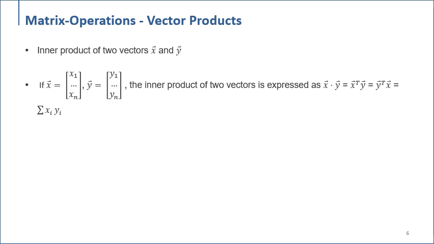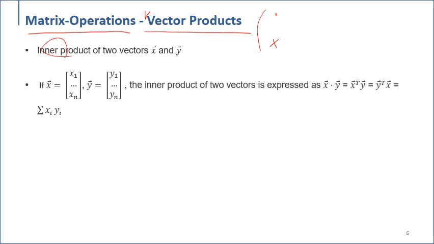From now, let's learn several basic matrix operations. To do that, firstly, let's learn vector products. We know from linear algebra class, we have learned two types of vector products. The first one is called dot products, or called inner product. And the second one is cross product. And here we're gonna only learn the inner product.